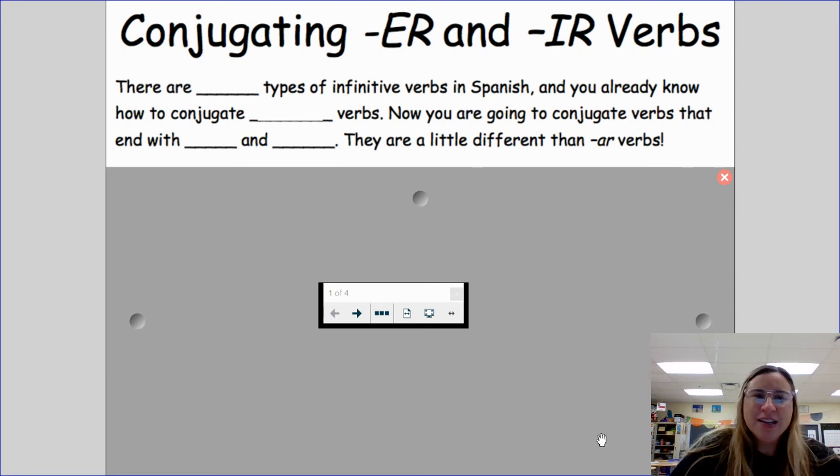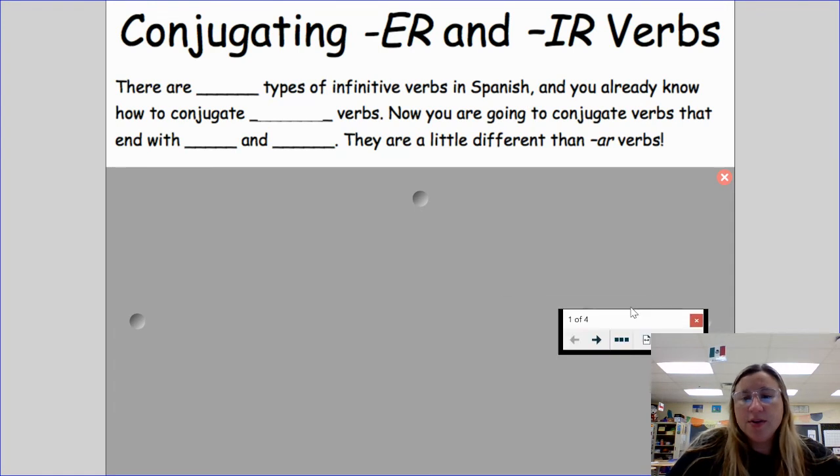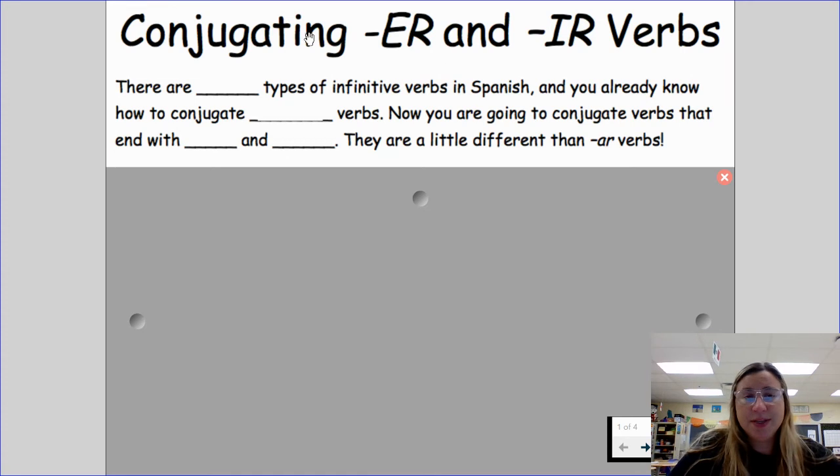Hola, clase. Let's learn how to conjugate ER and IR verbs in the present tense. If this is your first time watching this video, I would encourage you to write down these notes on your blue notes paper titled the same thing, Conjugating ER and IR Verbs. So again, try to fill out your blue notes as you watch this video.